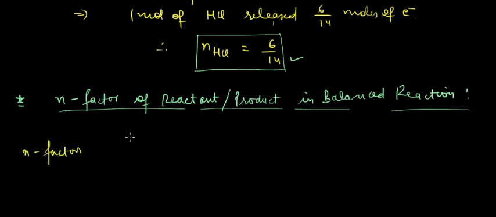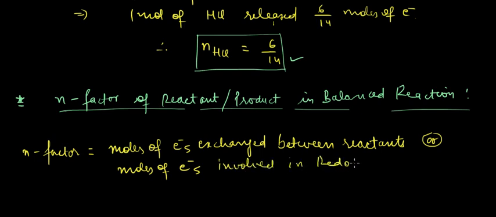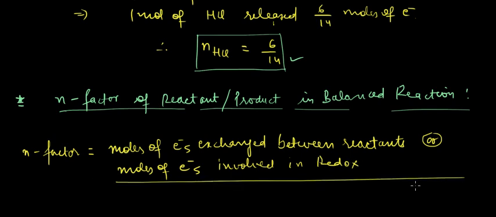So n factor would be equal to moles of electrons exchanged between reactants, or moles of electrons involved in the redox, divided by stoichiometric coefficient of reactants or products.